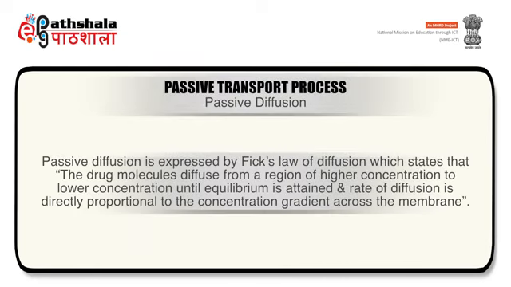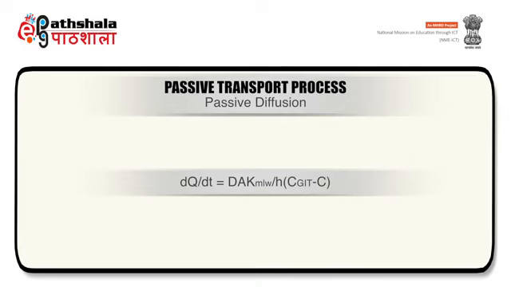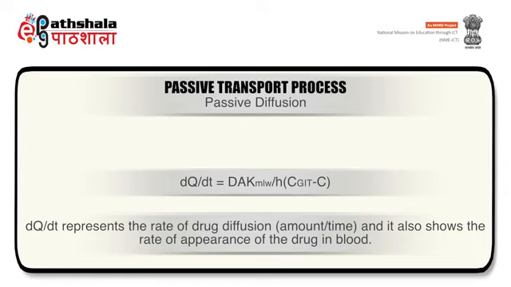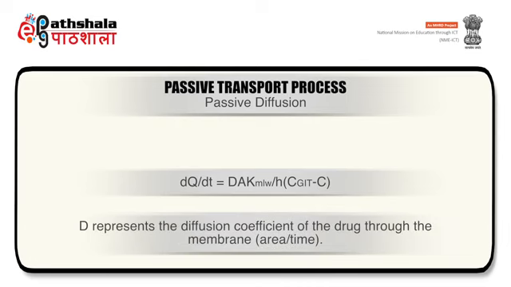Students, passive diffusion is expressed by Fick's law of diffusion, which states that drug molecules diffuse from a region of higher concentration to lower concentration until equilibrium is attained, and the rate of diffusion is directly proportional to the concentration gradient across the membrane. It is mathematically expressed by the following equation shown on the screen, where dQ/dt represents the rate of drug diffusion, that is amount per time, and it also shows the rate of appearance of the drug in blood. D represents the diffusion coefficient of the drug through the membrane, area per time.